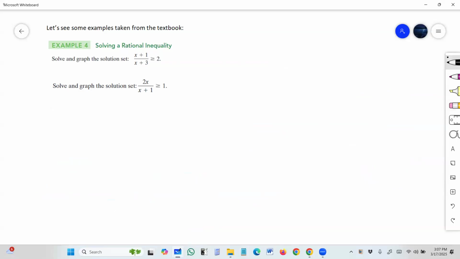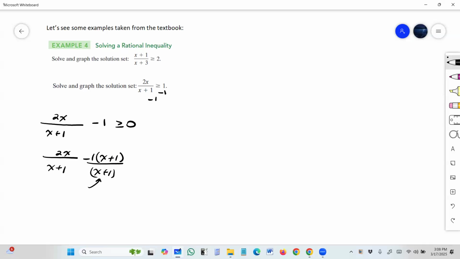And let's do the second one, which is done identically to the first. First, I need to make sure that I have 0 on the right, so minus 1 on both sides. So 2x over x plus 1, minus 1, greater than or equal to 0. Same thing as before, find the common denominator, which is x plus 1. And if you included the denominator here, you must include it in the numerator. Otherwise, you've changed the rational expression.